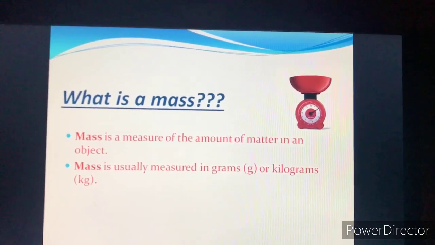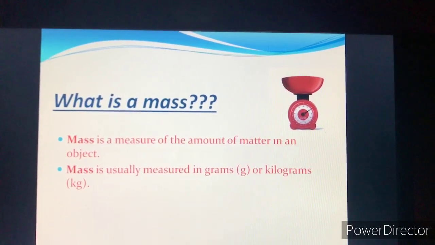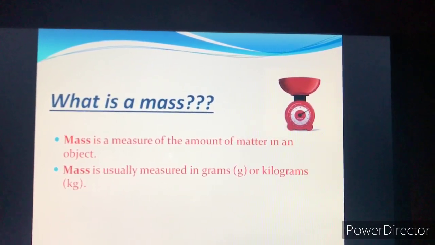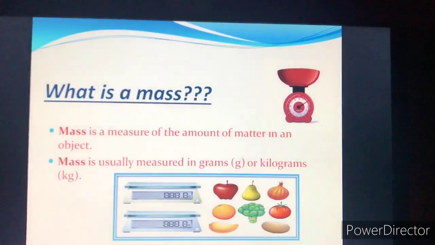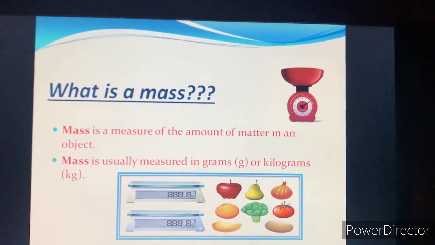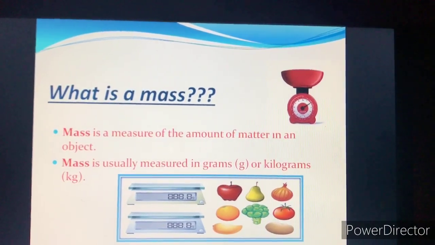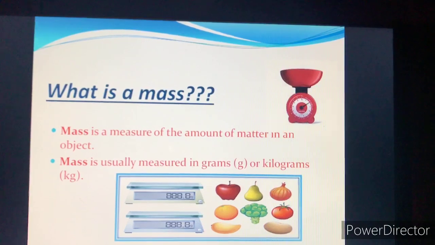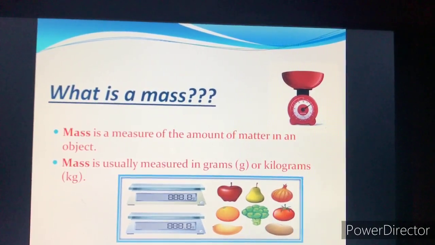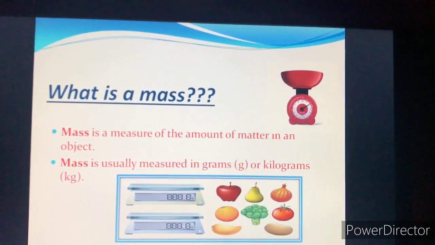Like if you are going to some superstores like Panda or Lulu to purchase some vegetables or fruits, you are going to measure them in kilograms and grams, and that is the mass of those objects, those vegetables or those fruits.